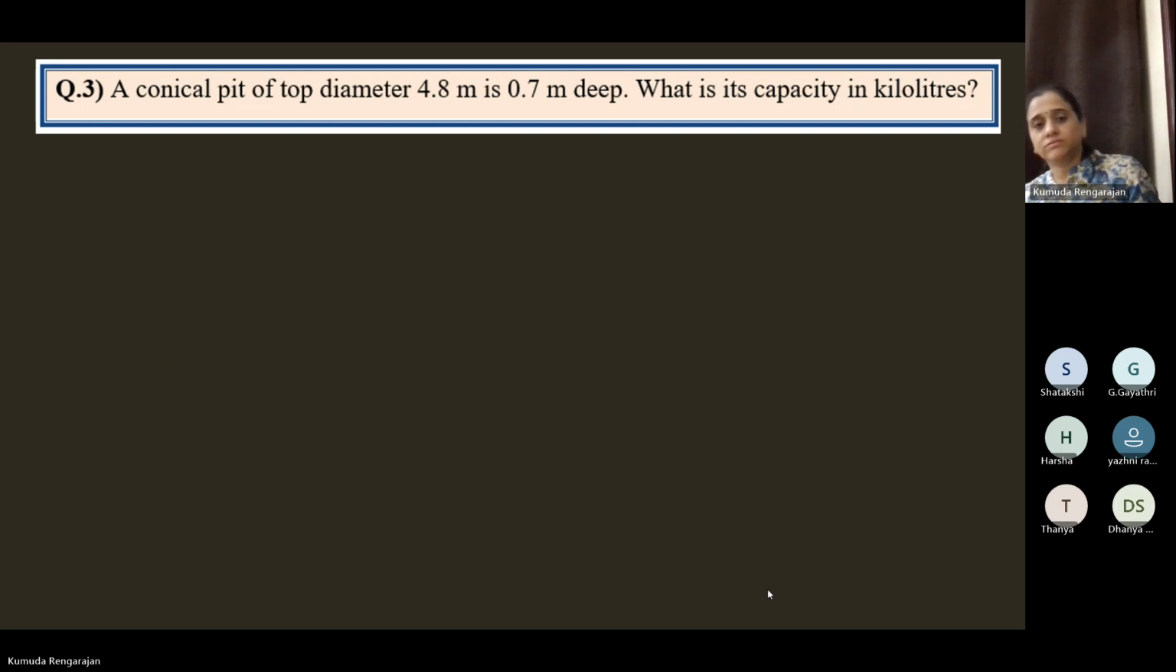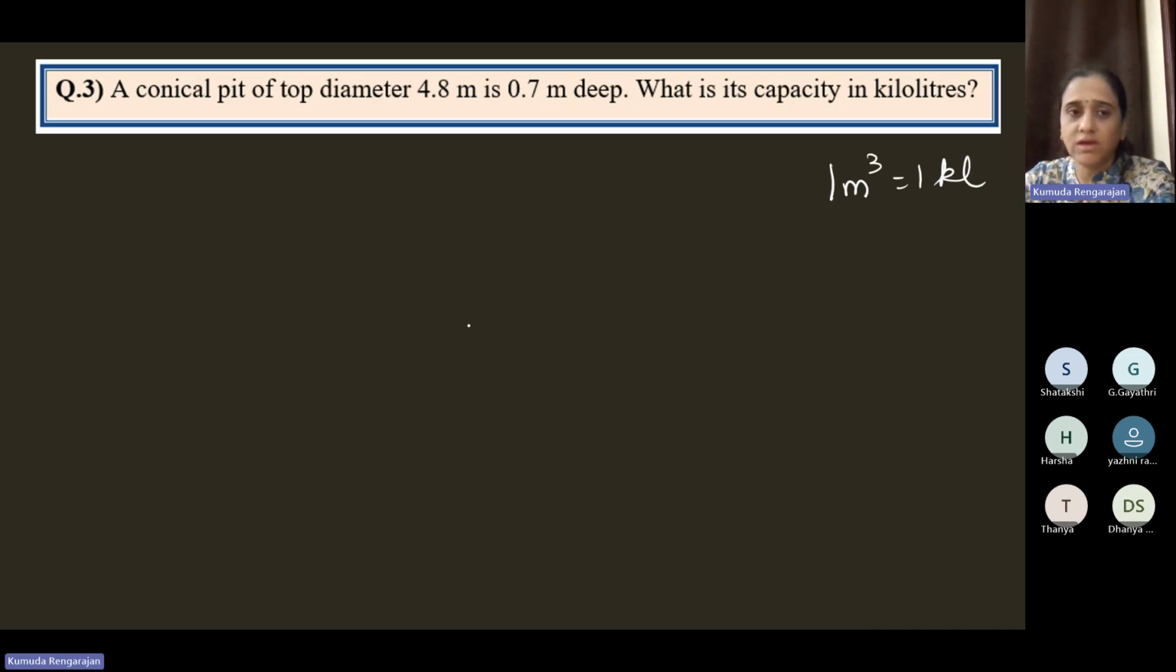This is the next one. A conical pit of top diameter 4.8 meters is 0.7 meters deep. What's its capacity in kiloliters? What's the relationship between meter cubed and kiloliters? 1 meter cubed is equal to 1 kiloliter. Now you need to find the capacity in kiloliters. So you first find the capacity in meter cube because radius and height are given in meters. So find the volume in meter cube and then convert it to kiloliters.